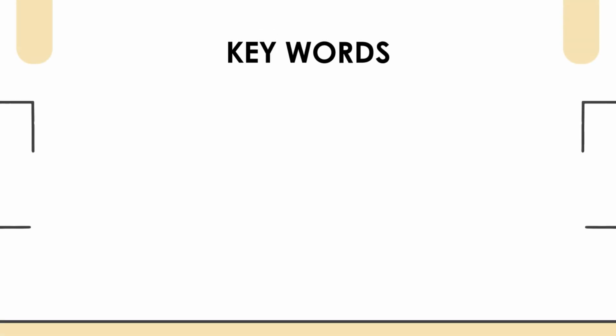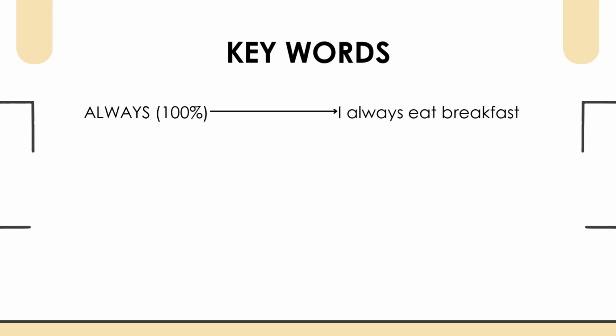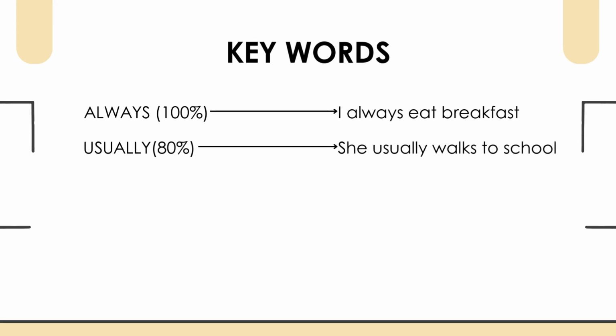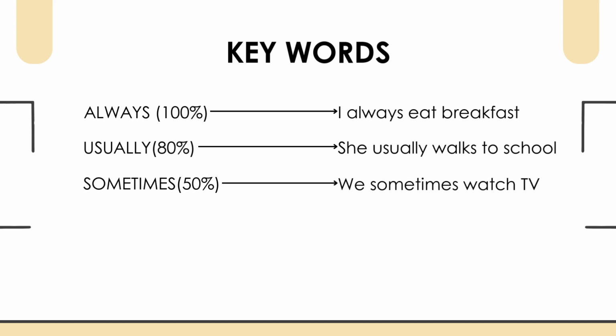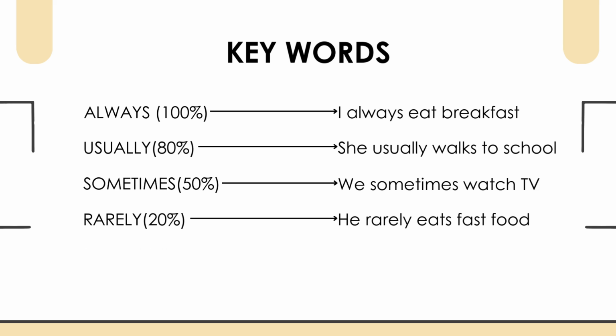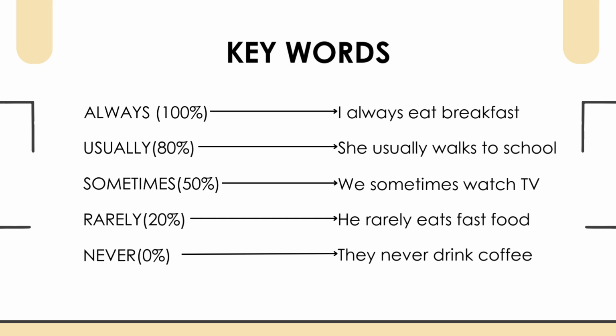Let's look at some key words often used with the present simple to show frequency. These adverbs tell us how often something happens. One, always, for things that happen all the time, like I always eat breakfast. Two, usually, 80%, for things that happen most of the time, like she usually walks to school. Three, sometimes, 50%, for occasional activities, like we sometimes watch TV. Four, rarely, 20%, for things that don't happen often, like he rarely eats fast food. Five, never, for things that don't happen at all, like they never drink coffee. These words help us give more detail and clarity when using the present simple.